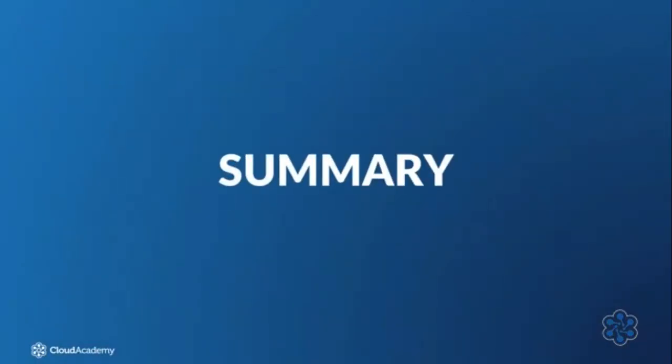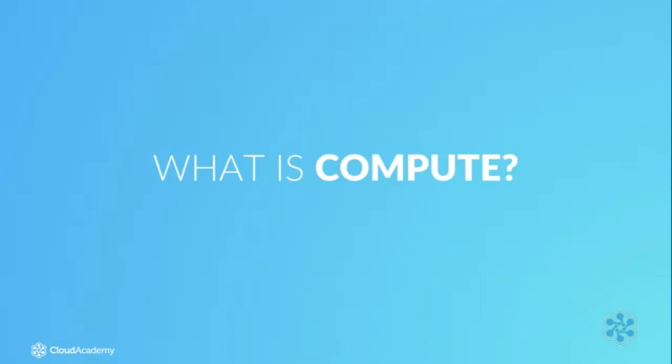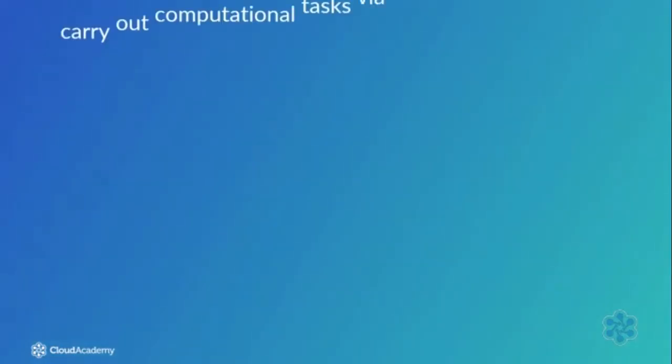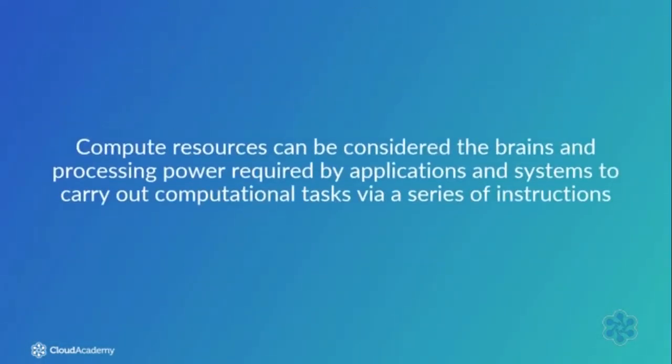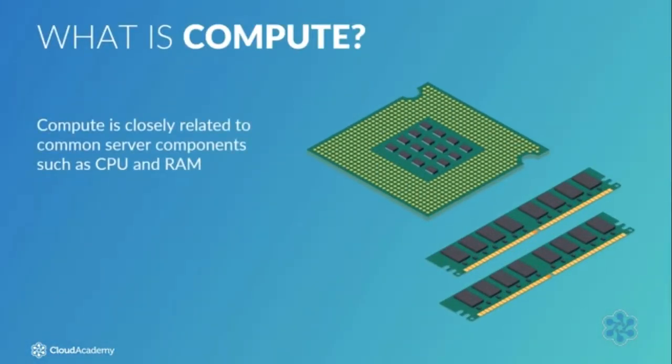Hello and welcome to this final lecture where I just want to quickly summarise what we have learned throughout this course. I started off by covering what is meant by compute resources, whereby I explained that compute resources can be considered the brains and processing power required by applications and systems to carry out computational abilities via a series of instructions. So essentially, compute is closely related to common server components, which many of you will be more familiar with, such as CPUs and RAM.